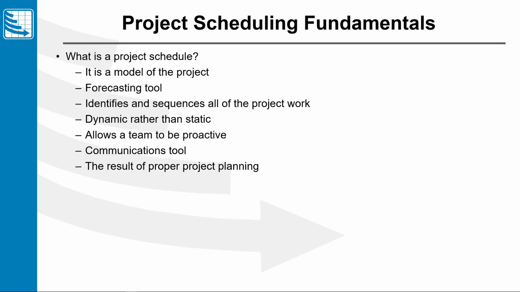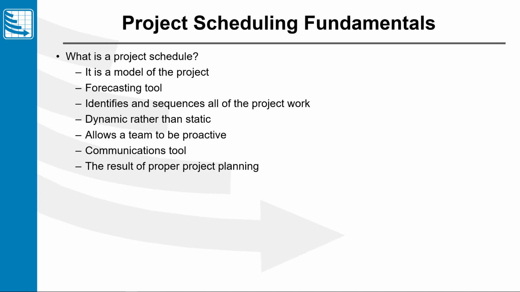And because we're modeling the work and showing those relationships, it becomes a forecasting tool. I can look at the schedule and see, when are we going to finish the project? When am I going to achieve certain key milestones? So it's a forward-looking tool. I can forecast when certain things are going to be done, and that's the important thing about the schedule. We want to be able to forecast the future. We want to see when things are going to get done so that we can coordinate and communicate with our team.